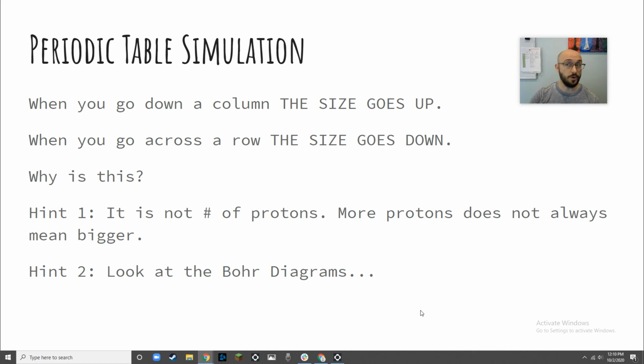Hint 2, think about your Bohr diagrams. What else is changing that might explain why they get bigger as you go down? Don't worry about smaller as you go across too much. Focus on bigger as you go down. What else is different that could cause the atoms to be getting bigger?